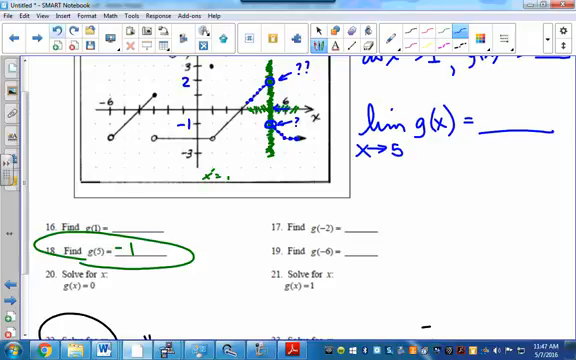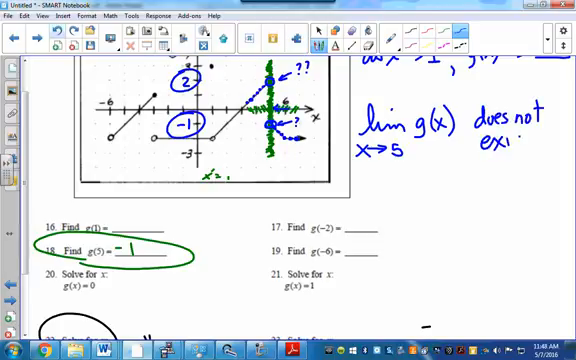Well, we have a problem here. The graph is not getting close to a particular y value. In fact, it seems to be getting close to 2 different numbers. If we come in from the left, the graph is approaching 2. If we're coming in from the right, the graph is approaching -1. In this case, we say this limit does not exist.